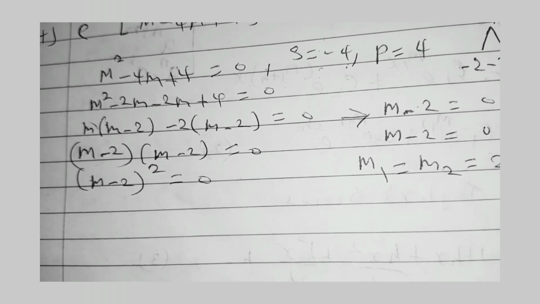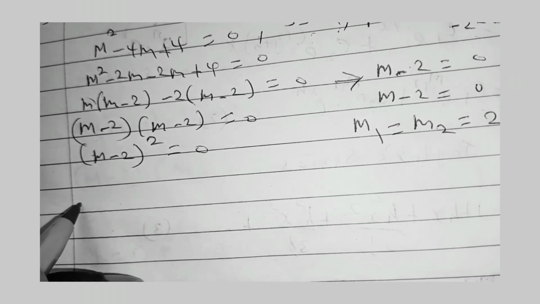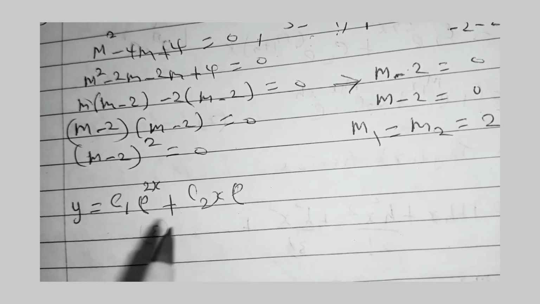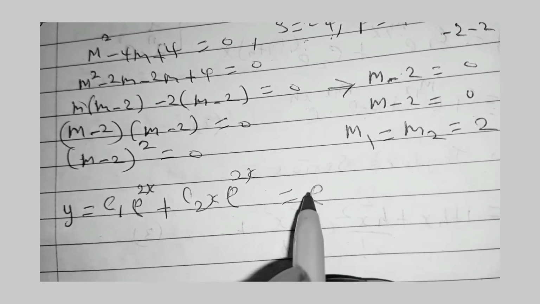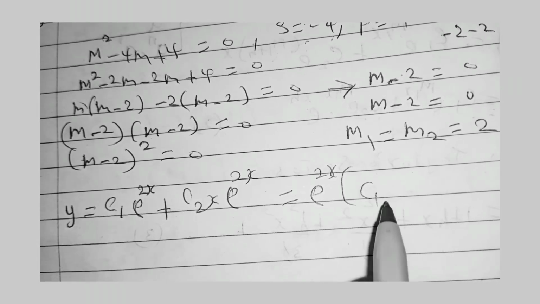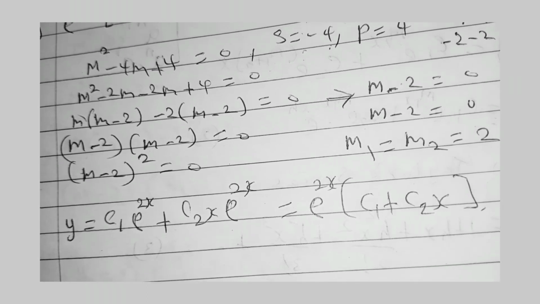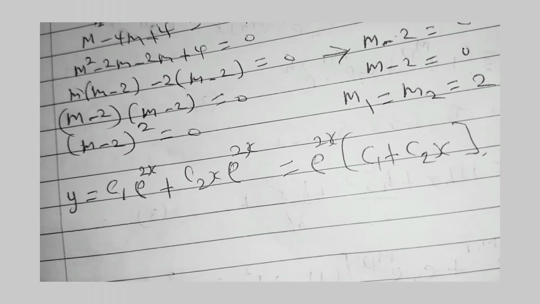So that means that our solution will be given by the following: y is equal to c1 exponential 2x plus c2x exponential 2x, which can be written as exponential 2x into bracket c1 plus c2x. So that is the solution for our given ODE. If you're interested, you can always check whether your working is correct by doing the following.